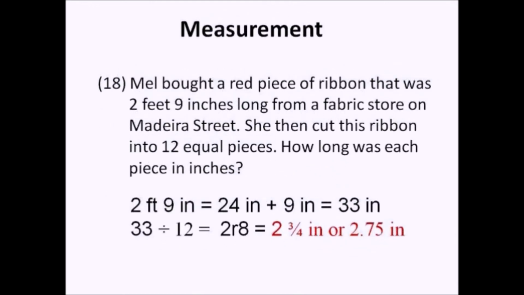And number 18, measurement. Mel bought a red piece of ribbon that was 2 feet 9 inches long. Change that to inches. 2 feet is 24 inches. Add the 9 inches to it, you get 33 inches. And then divide by 12 equal pieces, and you get 2.75 inches or 2 3/4 inches. That's it. As simple as that.